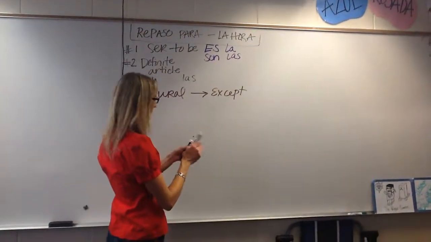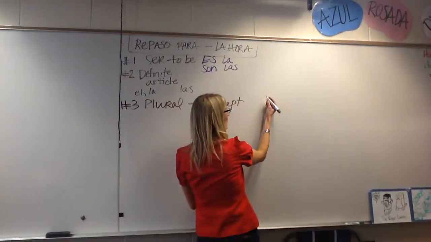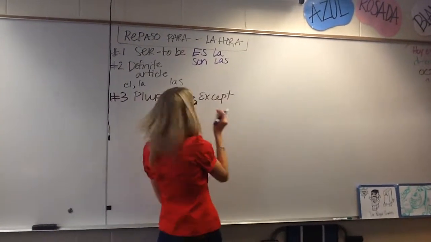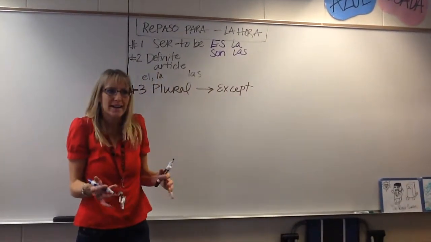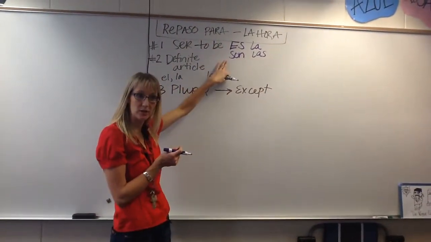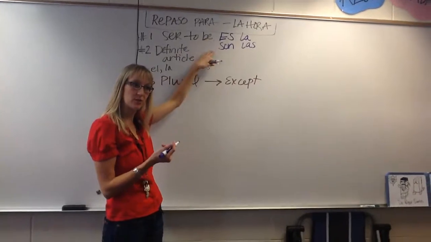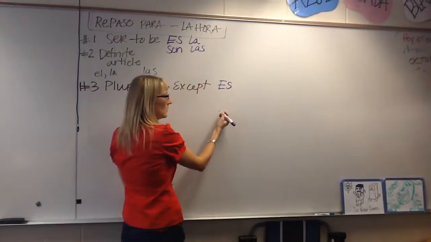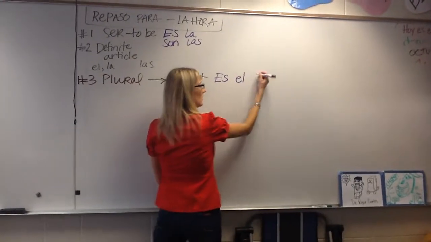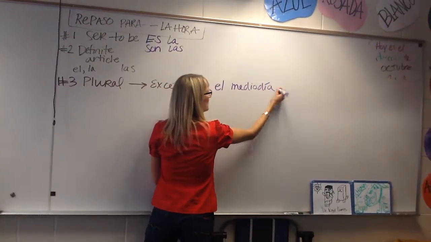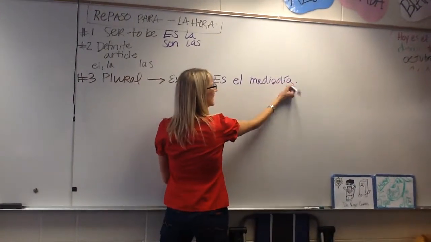¿Cómo se dice noon? Okay, and what do we need to start it with? El. Okay, so ask yourself this. You're like, oh no, I can't remember. I have no idea. We know for time you're either going to use es or son. If it's singular, are you going to use es or son? Es. El. Medio. Día. Es el mediodía.